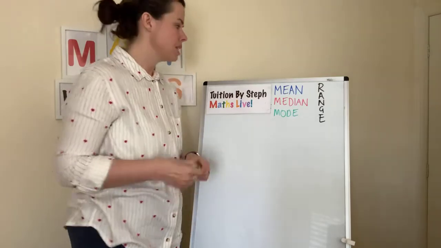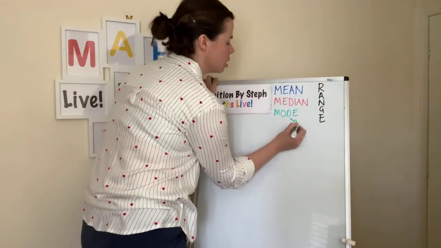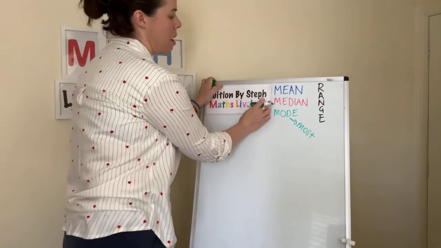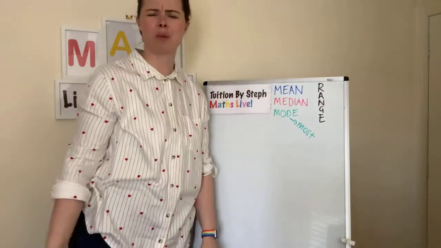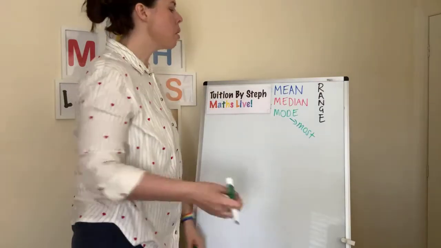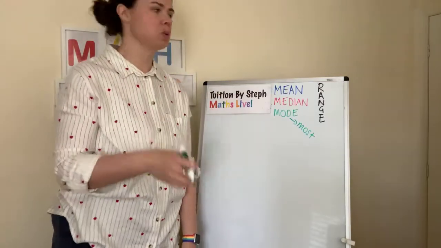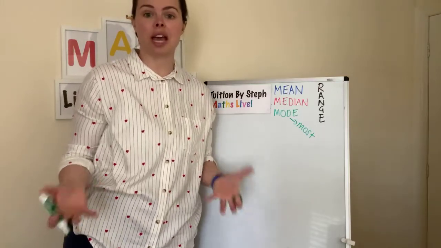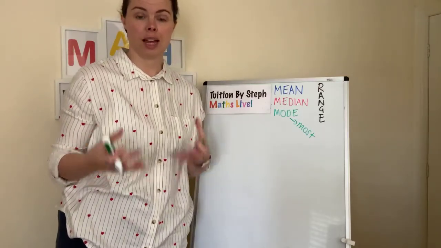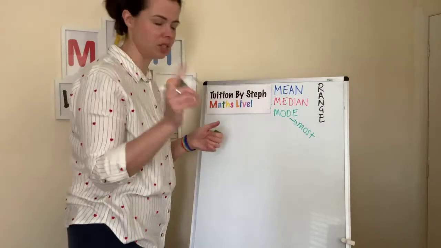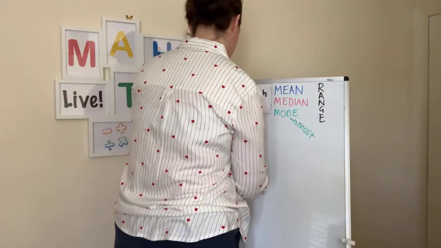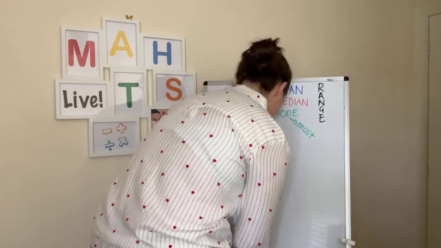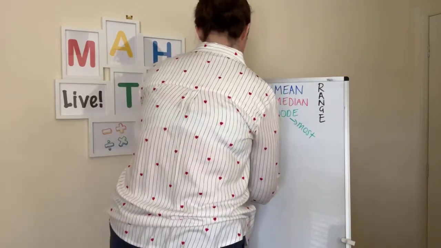Mode means the most. It's a good way of remembering. Obviously, they all begin with M, so sometimes it can be confusing, like, which one's that, which one's that? Mode, most, mode, most. So it's the object, the data, the number that occurs the most. Okay, so if I show you an example, I'm going to hide for a second. I'm sure some of you can guess what I'm doing.